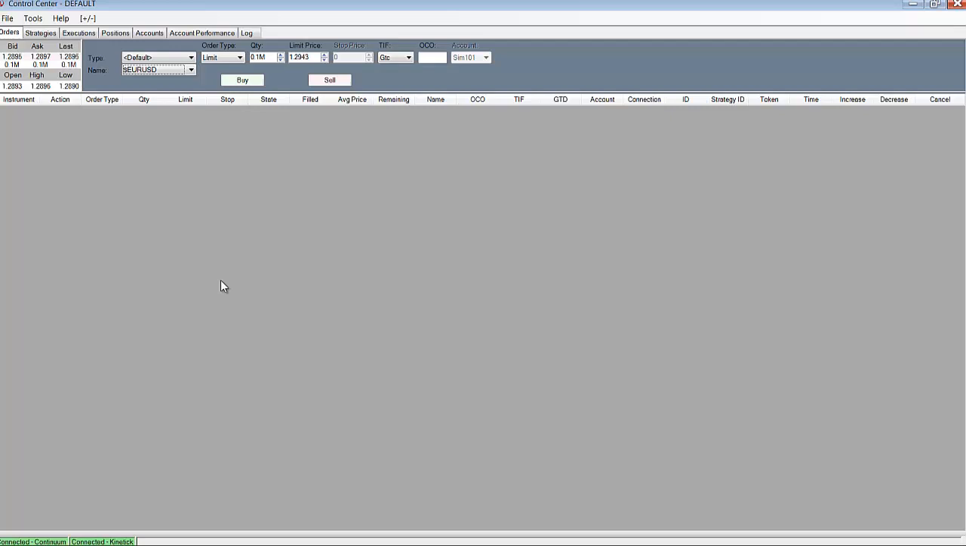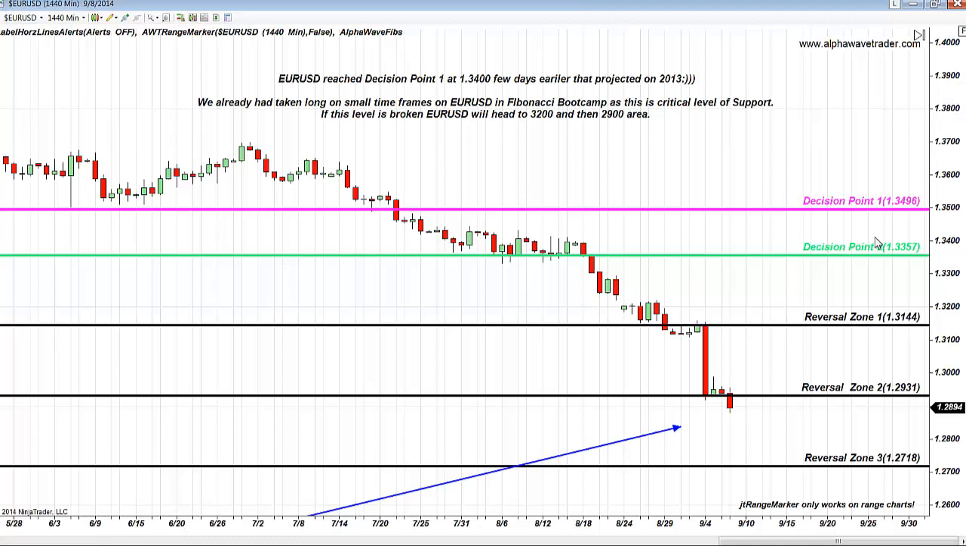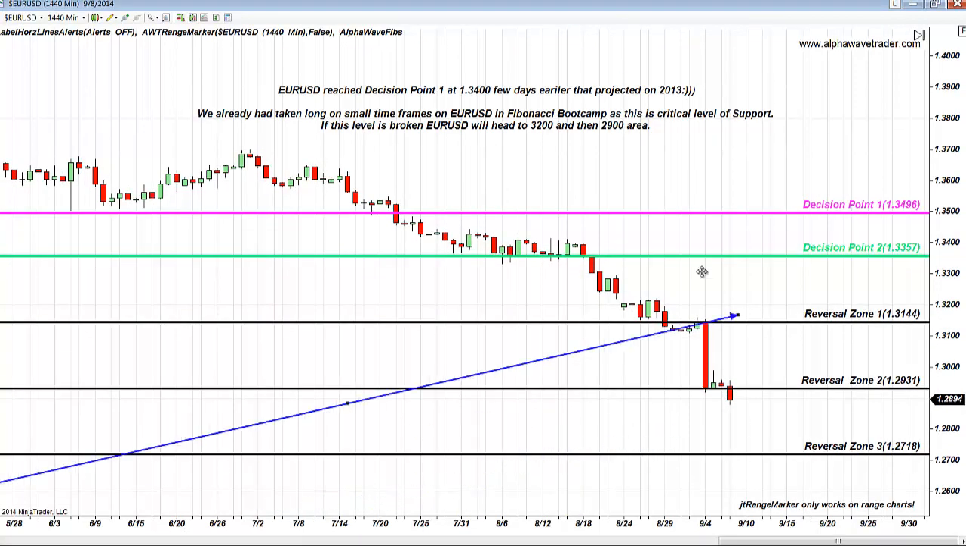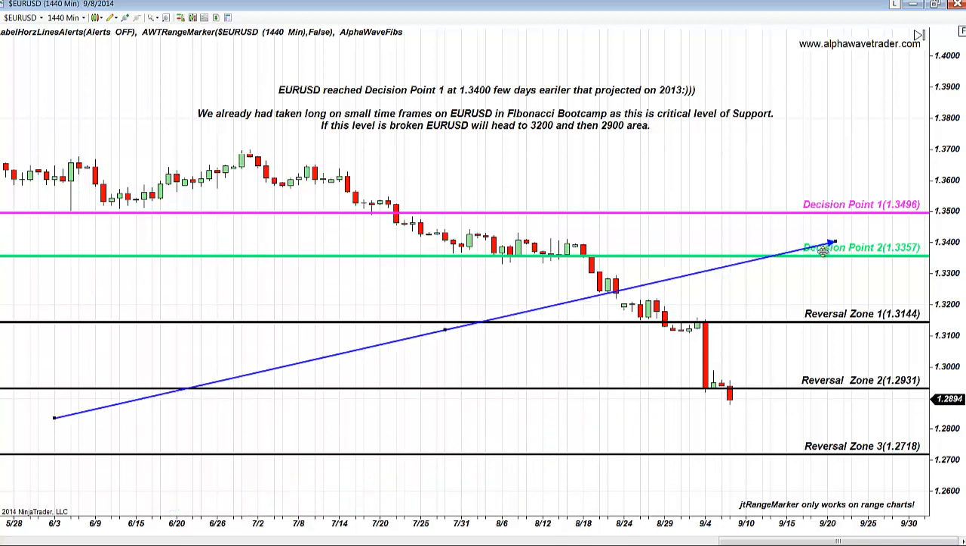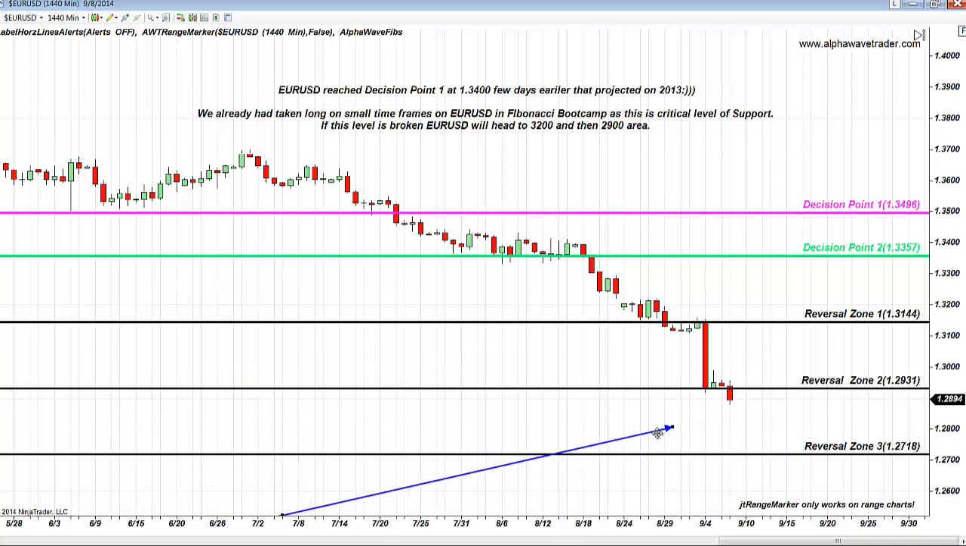I see the question above about euro USD. I already answered the question about euro USD daily. This is euro USD daily, at the reversal zone. It's way too late to short euro. Euro reached all of our targets. The next level on euro is 2700, but based on the Alpha Wave Trader method, you do not short at these levels. This is a very late short entry. Bad idea.